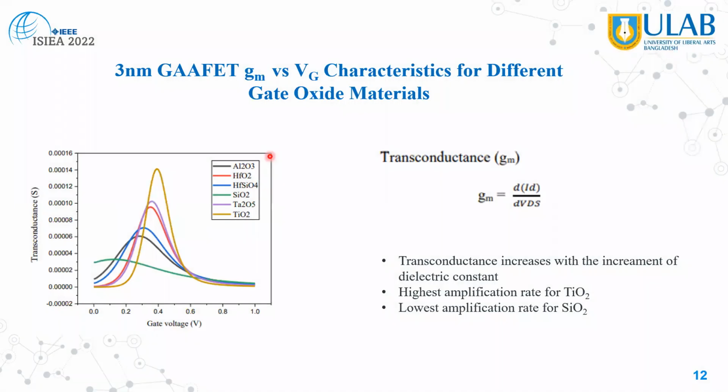Moving on. So this is the transconductance versus gate voltage graph for different gate oxide materials. You can see transconductance increases with the increment of the dielectric constant. So the highest amplification rate is obtained for titanium oxide here, as the transconductance is the highest, whereas the lowest amplification rate is obtained for silicon dioxide, as the transconductance for silicon dioxide is the lowest.